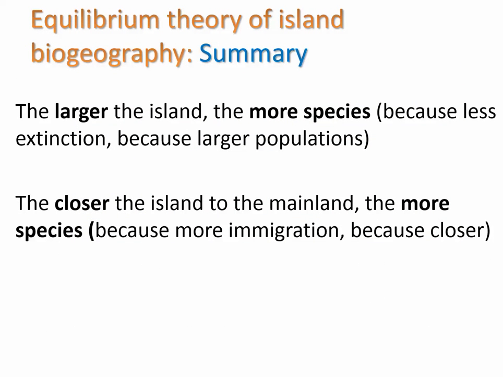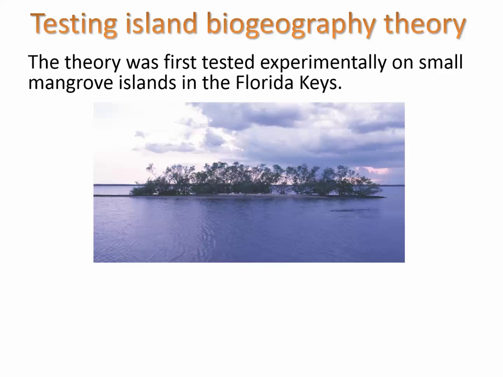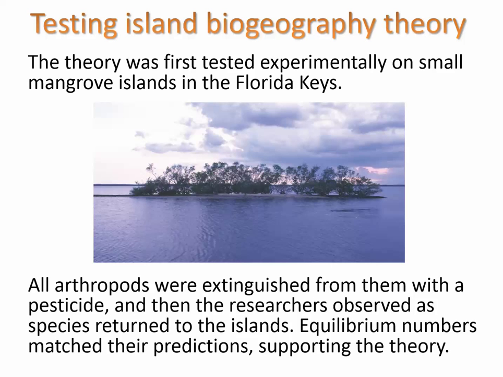So the summary of this equilibrium theory of island biogeography is the larger the island, the more species, because less extinction, because larger populations. And the closer the island to the mainland, the more species, because more immigration, because it's closer. So this theory was actually first tested experimentally on small mangrove islands in the Florida Keys when they had all arthropods become extinguished from them with a pesticide. And then the researchers observed as species returned to the islands. Equilibrium numbers matched their predictions, supporting the theory.